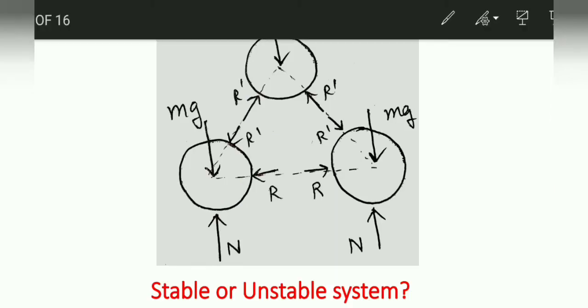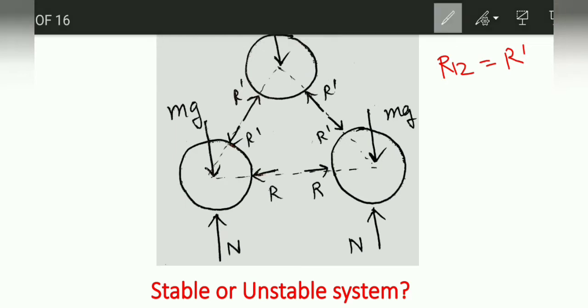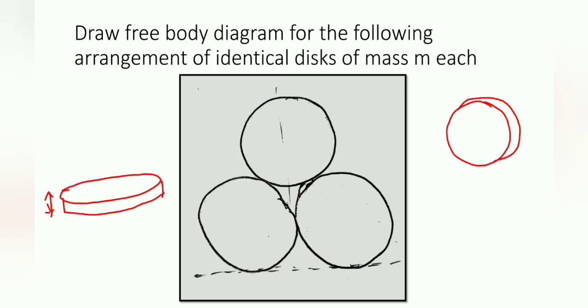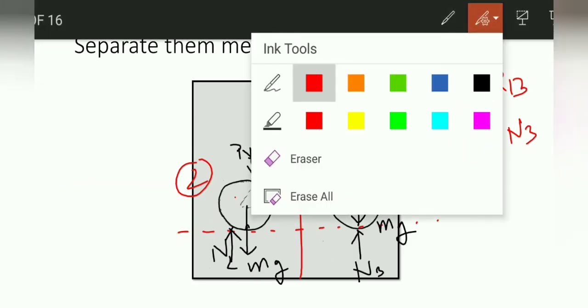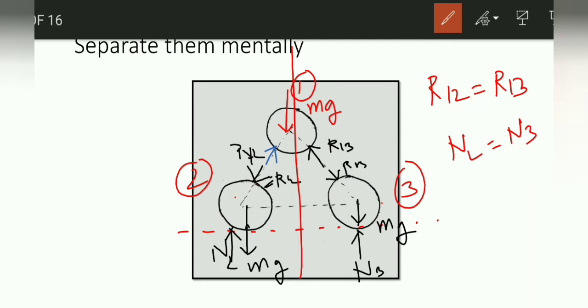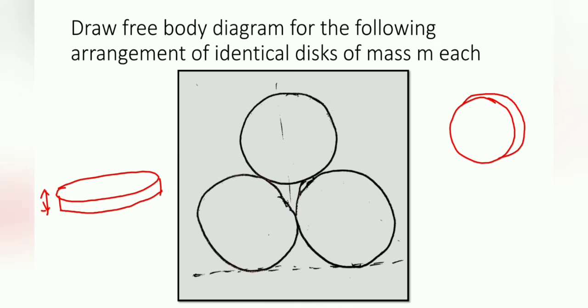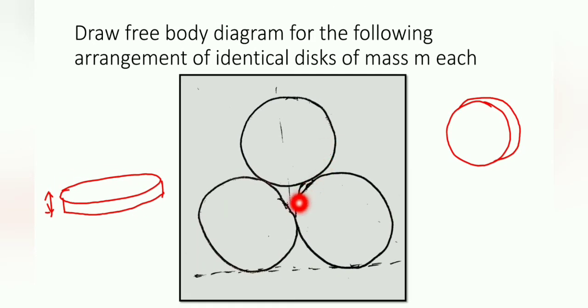Now see, I have written R12 is equal to R dash. One more force that we had not analyzed. See, exactly here, this 2 is touching 3 and this 3 is touching 2, so this will be R23 and R23 because these are also touching. So we have to remember that even after separating them mentally, we have to see these are also touching. See this part they are touching.